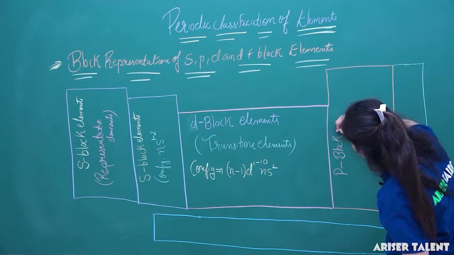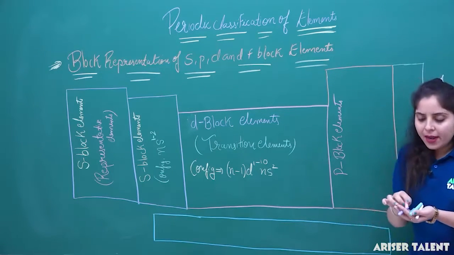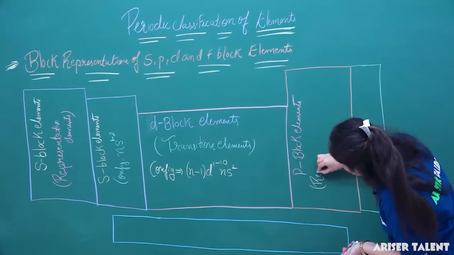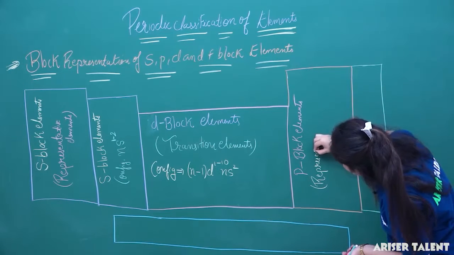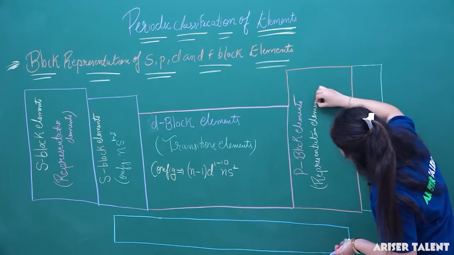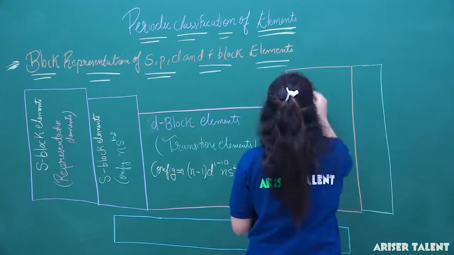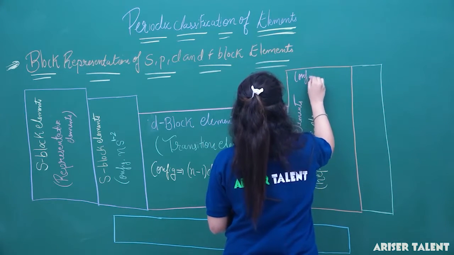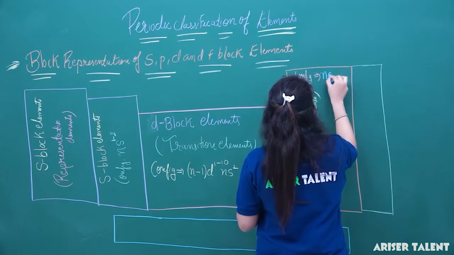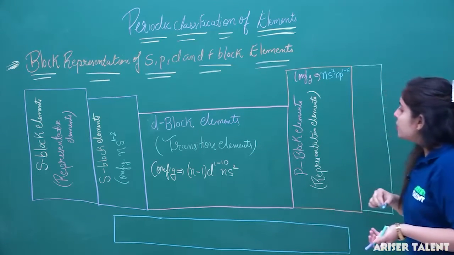This is P block elements. The another name for the P block element is again representative elements. These are again representative elements. Now, what will be the general electronic configuration for such kind of compounds? Configuration I am writing here. The general electronic configuration for p block elements will be ns2 np1 to 6. This will be the electronic configuration of such compounds.